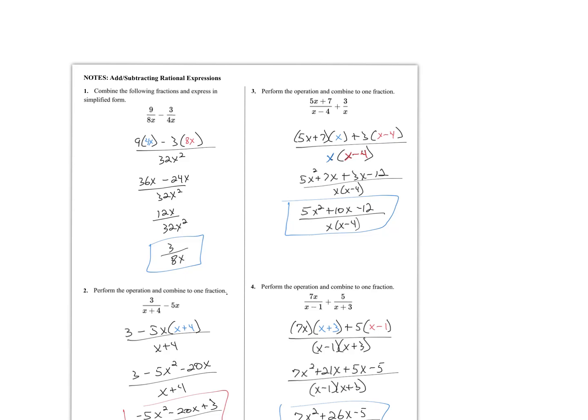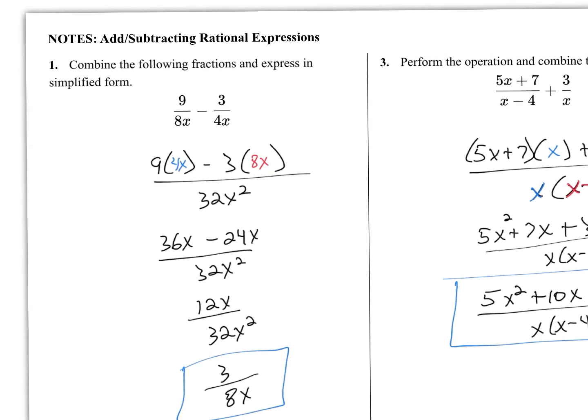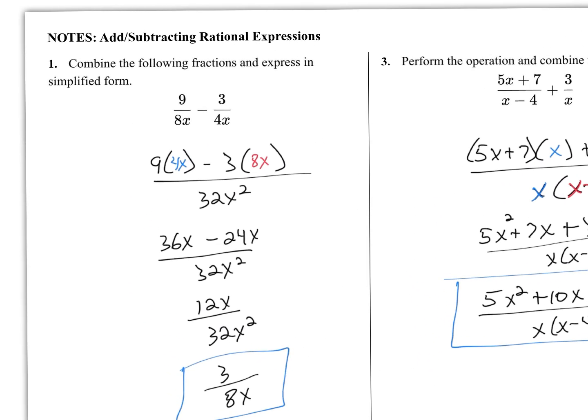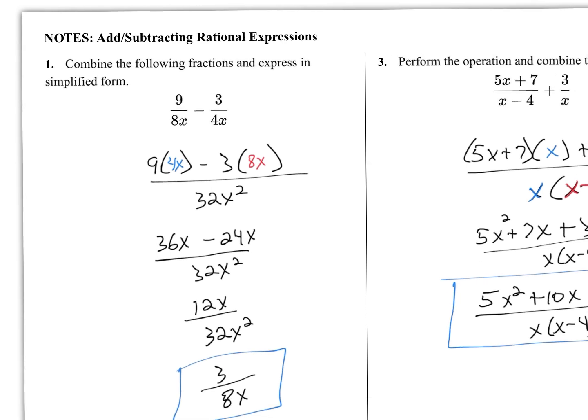All right, in this lesson, we are going to take a look at adding and subtracting rational expressions. This first one here, we have 9 over 8x minus 3 over 4x. Okay, this is a subtraction problem, but it is also subtraction of fractions. Remember that when you add or subtract fractions, you need a common denominator.